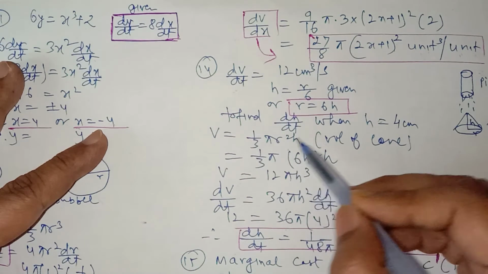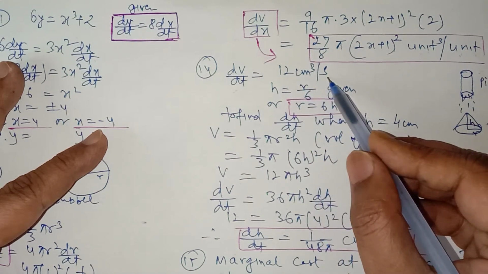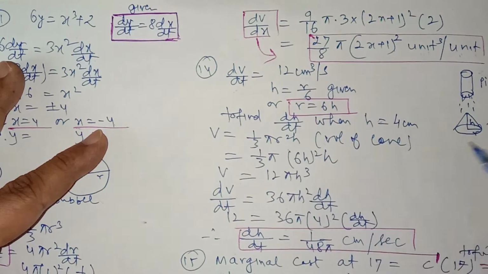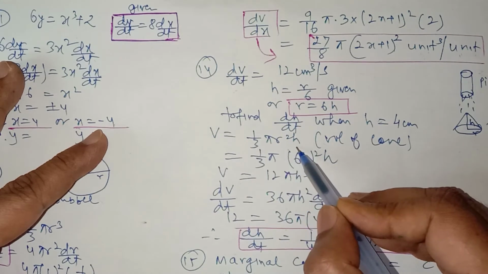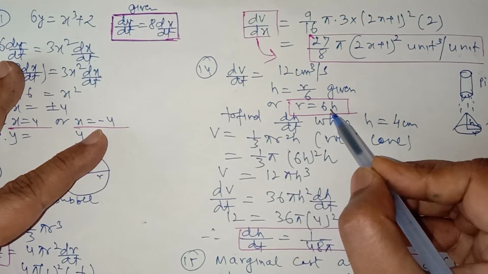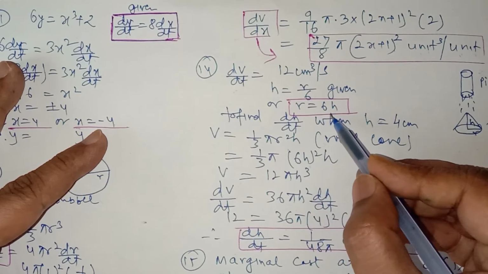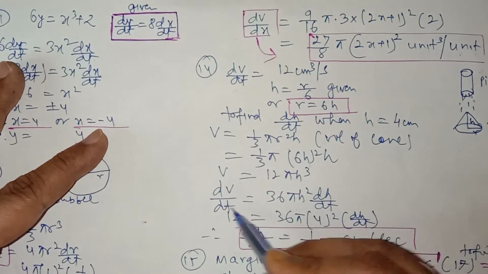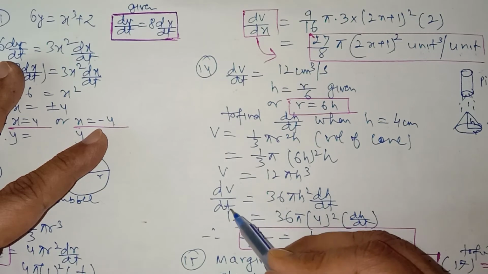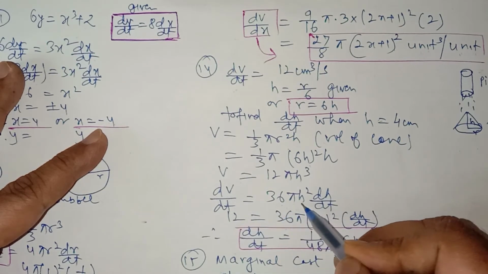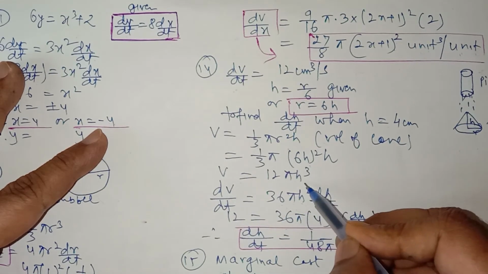That means the rate of change of volume is given, 12 centimeter cube per second. Now we know that the volume of the cone is 1 upon 3 pi r square h. Now it is given that r is equal to 6h, because you have to find dh upon dt, you have to eliminate r. So r is 6h. Now differentiate both sides with respect to time. So dV upon dt will be equal to 36 pi h square dh upon dt. The derivative of h cube will be 3h square dh upon dt.